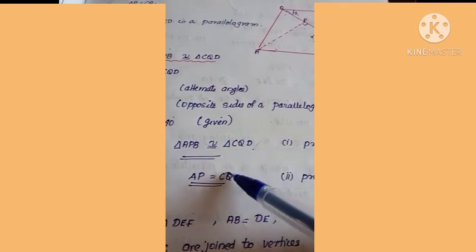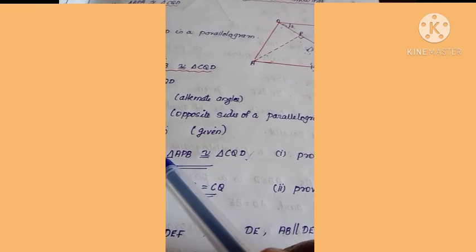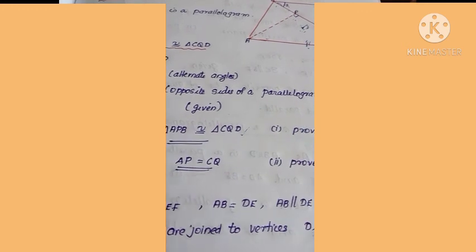Now apply CPCT rule here. We can see that AP and CQ are equal. That's our second part. So ABCD is a parallelogram. Consider the alternate angles, 90-degree angles and the opposite side. So by two angles and a side, AAS congruence rule, we can say that these two triangles are congruent to each other.